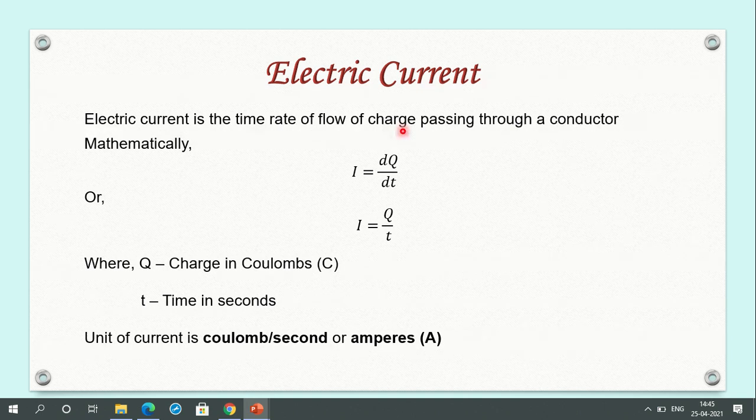How will we calculate the rate of change of something, or the rate of flow of something? The rate of change of a quantity is taken as the first derivative of that quantity with respect to time. So the rate of flow of charge, we can write as d by dt of q. Charge is denoted as capital letter Q. So current is actually the rate of flow of charge through a conductor. The rate of something we actually calculate as the quantity divided by time.